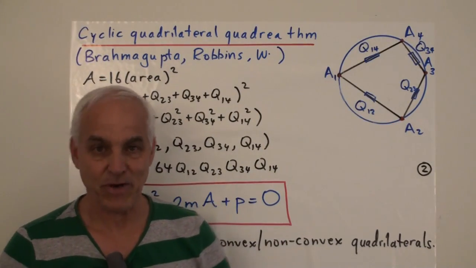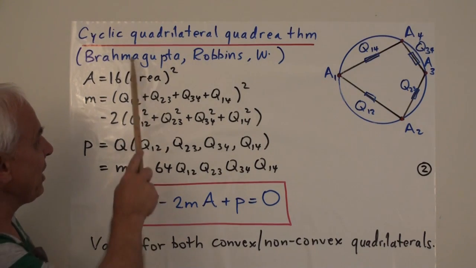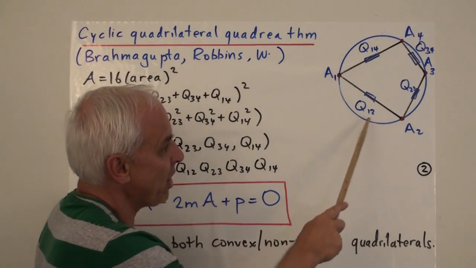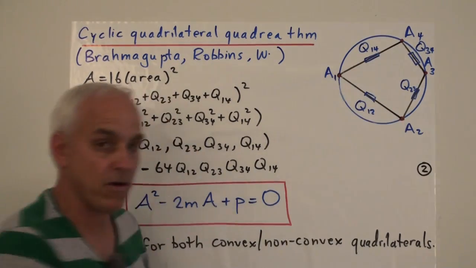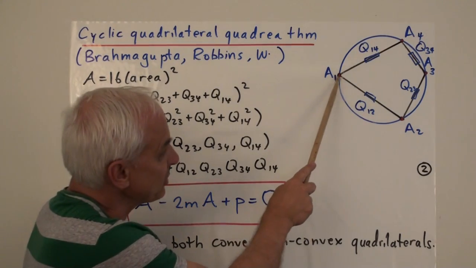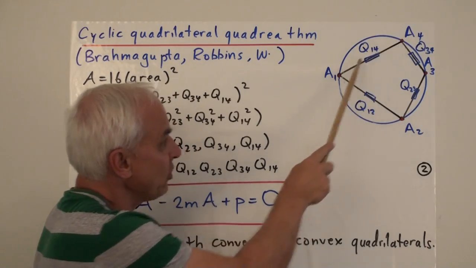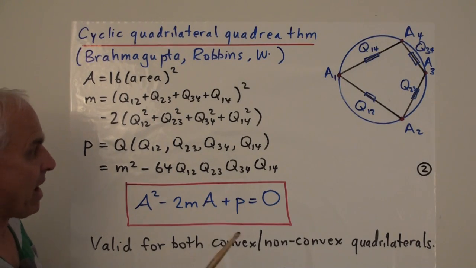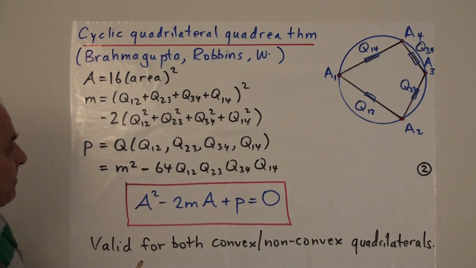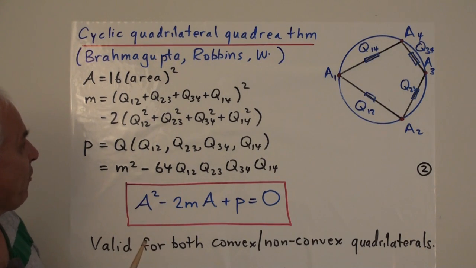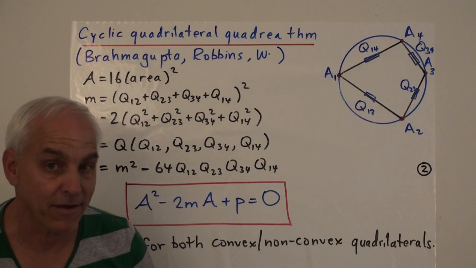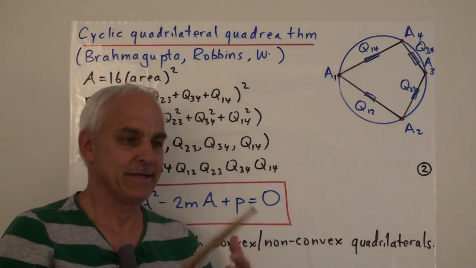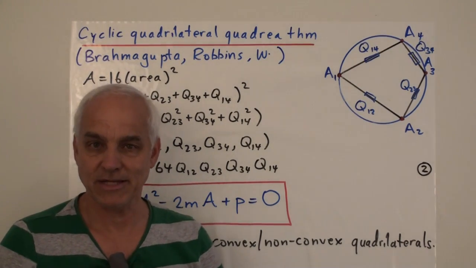And then the next development in this direction was Brahmagupta's formula, which we restated and called the cyclic quadrilateral quadrea theorem. It concerns a cyclic quadrilateral, A1, A2, A3, A4, and its various quadrances Q12, Q23, Q34, and Q14. And we want to express the area of this cyclic quadrilateral in terms somehow of these four quadrances. So the crucial ingredients in the formula is, first of all, what we call the quadrea of the quadrilateral, which was 16 times the square of the area. That same object that occurred in Archimedes' theorem.